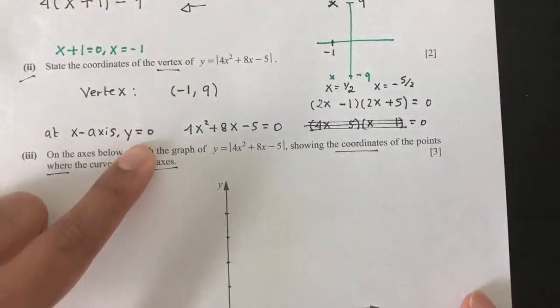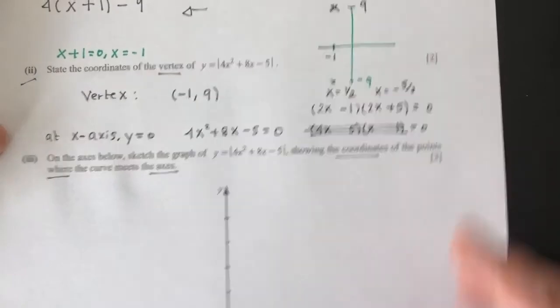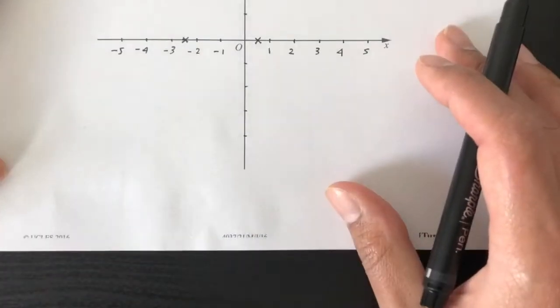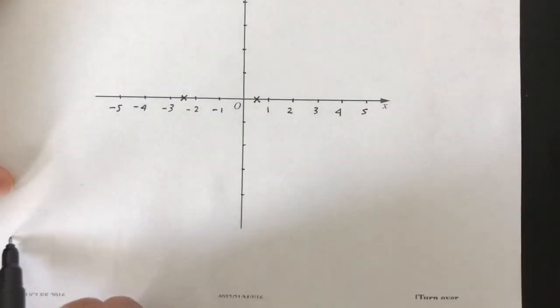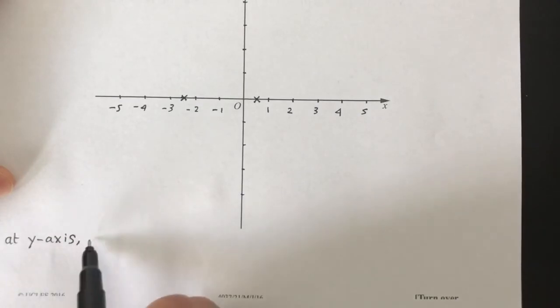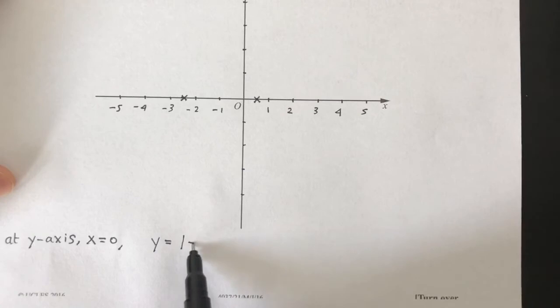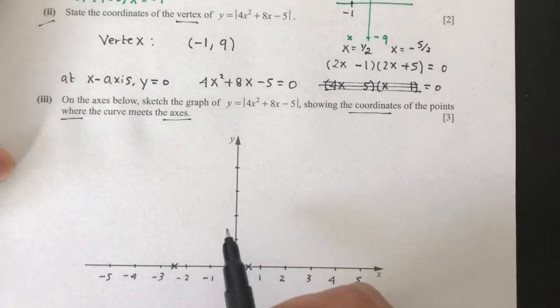How about the y-axis? You would say when x equal to 0. So let me find some space. Let me write this down here at the bottom. At y-axis, we know the value of x is 0. Let's see what is the value of y. So you have y is equal to minus 5. That should be 5. So let's use 5 right here.